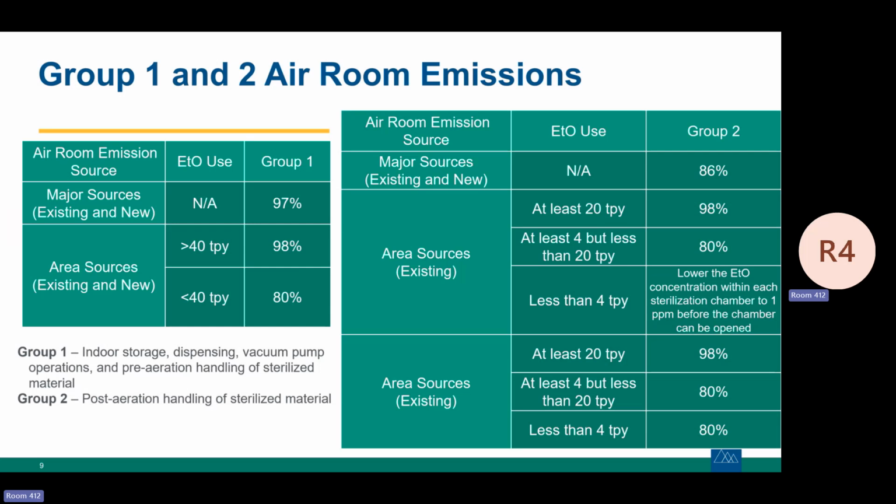I think one way to handle that is to do two separate instruments, right? You have a CEMS for your inlet and outlet of all your sterilization process, and then you have a separate instrument that you can do your room air.